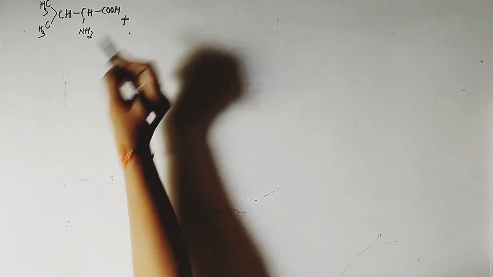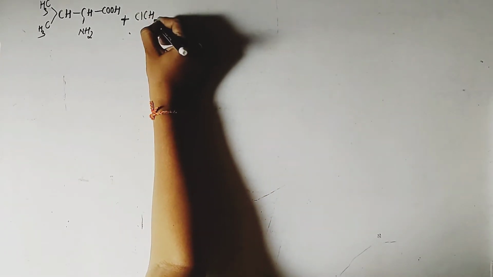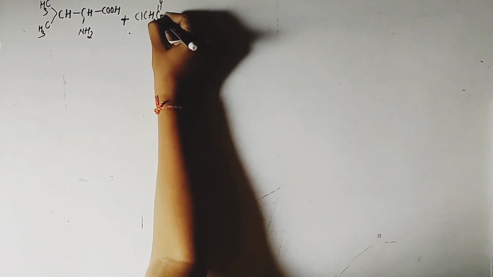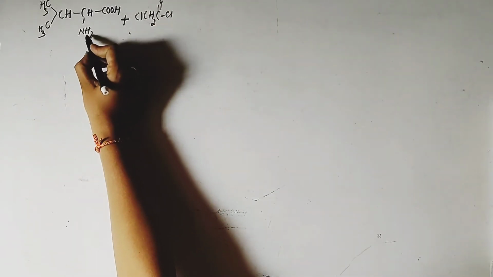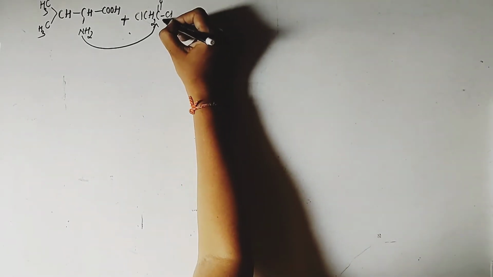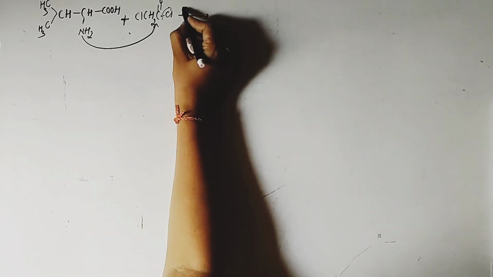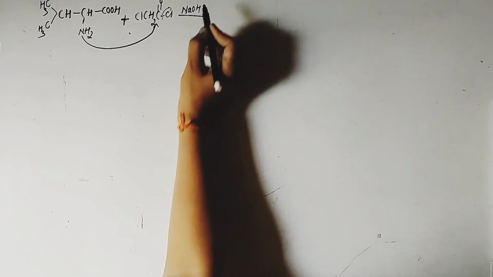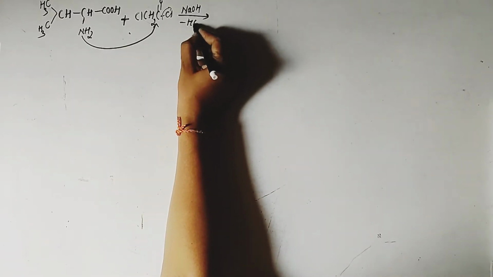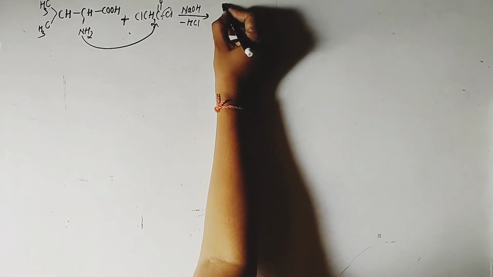To protect this amino group, we use chloroacetyl chloride, that is Cl-CH2-CO-Cl. Now our amino group will attack this carbonyl carbon, and as a result this chlorine is released from the chloroacetyl chloride. The reaction takes place in the presence of sodium hydroxide, hydrochloric acid is eliminated, and further we get the intermediate product.